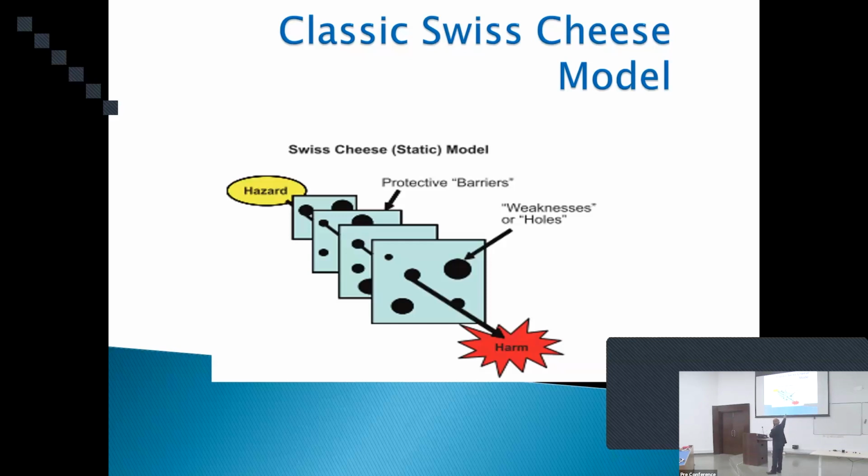That's a weakness, or holes. Once the holes are aligned, the hazard will pass through and result in harm. That is the principle you should understand. This is a very classic Swiss cheese model. In Switzerland, the cheese is made in a block which has this type of holes. That's why they have chosen this. And this is a very classic example of safety and how the barriers really work.